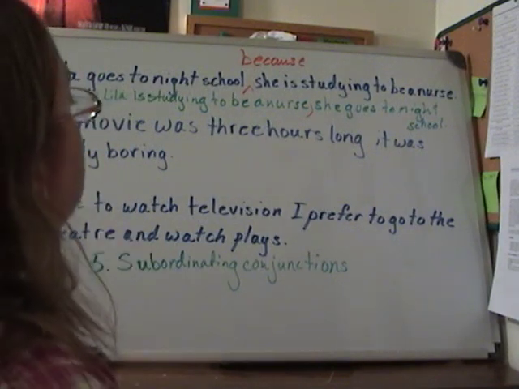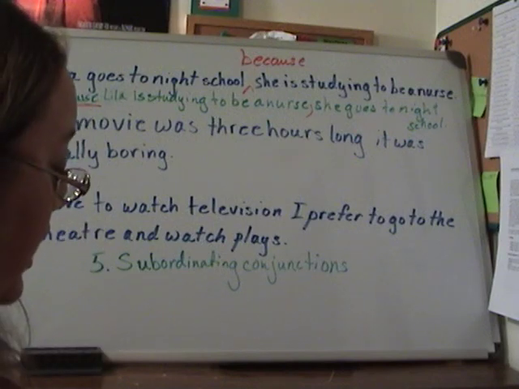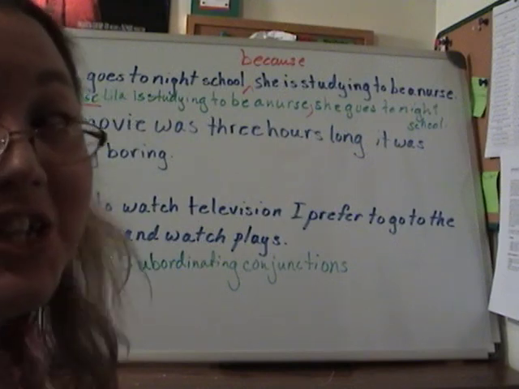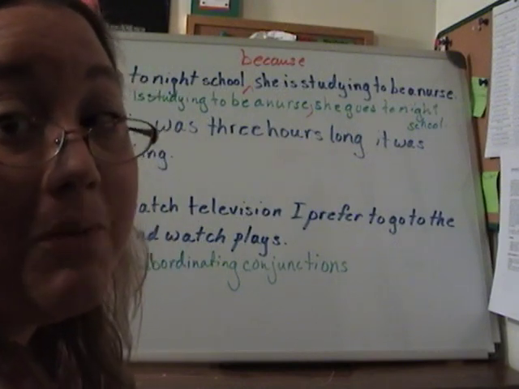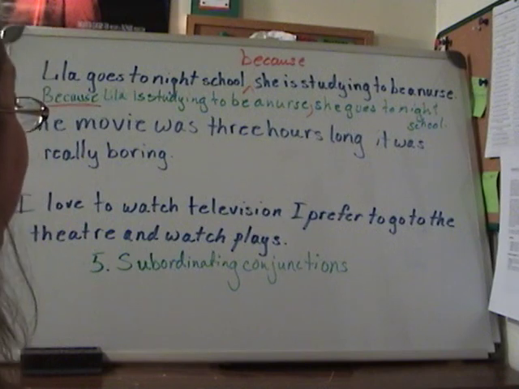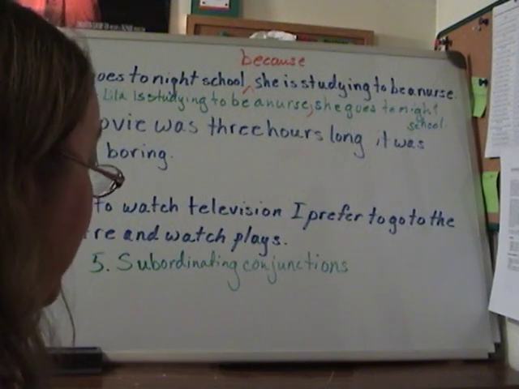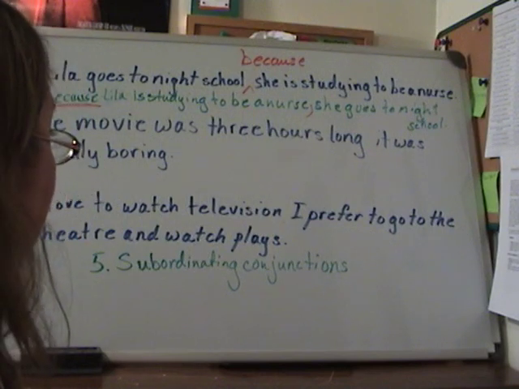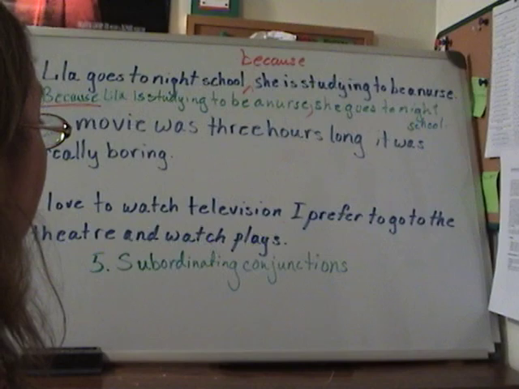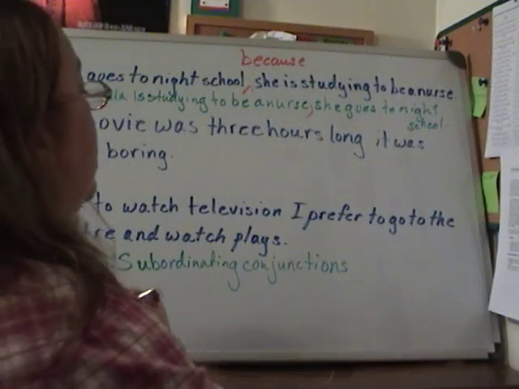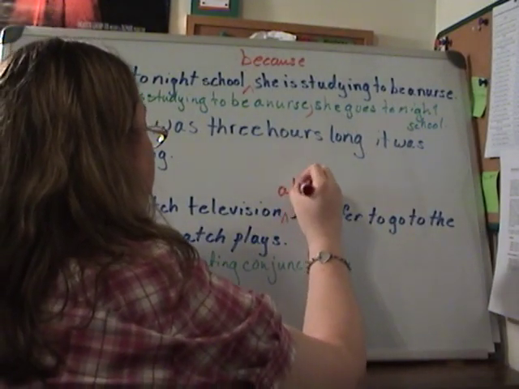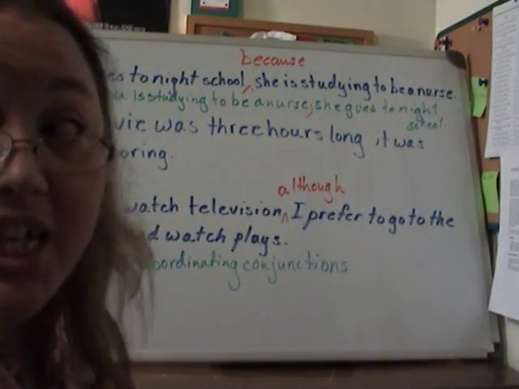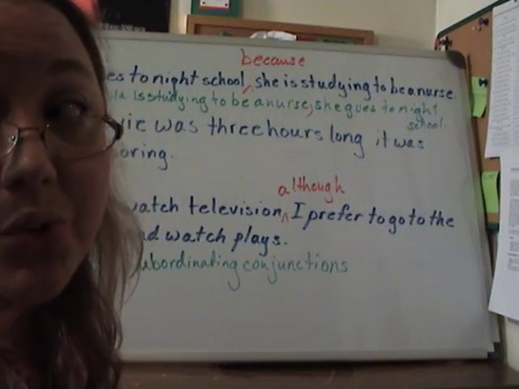With the next one, the movie was 3 hours long. It was really boring. I really could not think of a good subordinating conjunction to put within that particular framework. As well as I love to watch television, although, with this one I could put in something like although I prefer to go to theater and watch plays. That does work, because it helps to show the contrast between those two ideas.